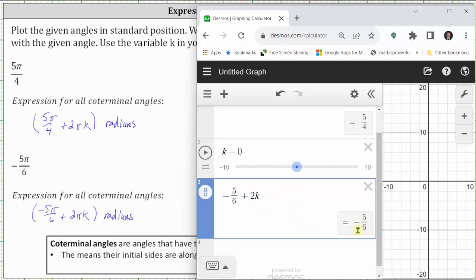So notice when k is equal to 0, we have negative 5/6, which represents the initial angle of negative 5/6 pi. And as we move k to the right, we have a bunch of positive coterminal angles to negative 5/6 pi radians, as long as we include a pi on the fraction. And when k is negative, we have a bunch of negative coterminal angles to the given angle. Again, as long as we include the pi when expressing the angle.